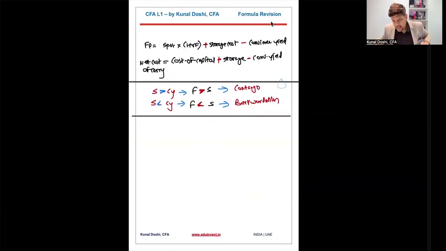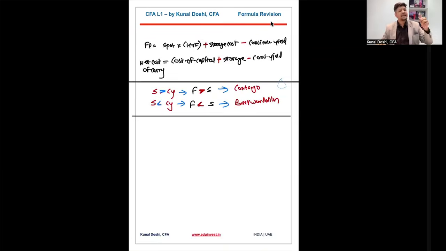Convenience yield is negative. How is that possible? Please tell me, how is convenience yield negative? Convenience yield is the benefit of physically holding the asset. Convenience yield is positive. It is subtracted from the no arbitrage forward price.